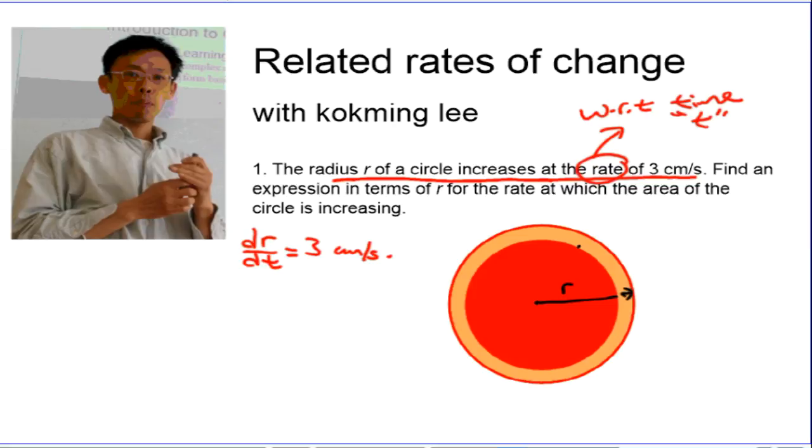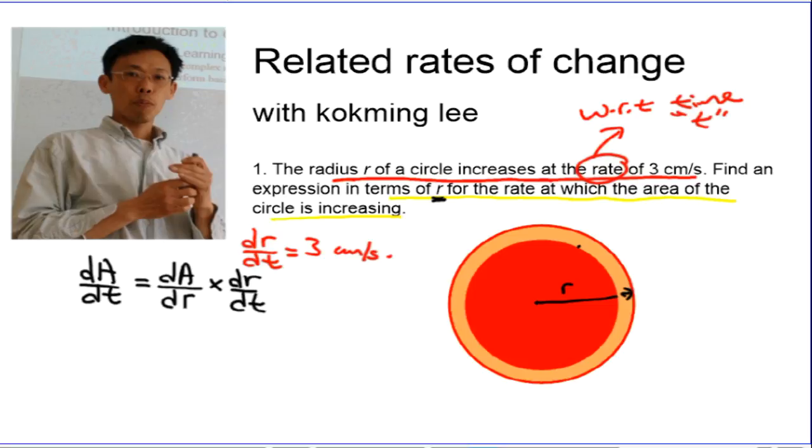And we want to find an expression for the rate at which the area of the circle is increasing. Basically, what I'm looking for is dA/dt, and I want this in terms of r, which is the radius. So what is dA/dt? Using the chain rule, dA/dt is dA/dr times dr/dt. So you can see that the dr cancels off. In order to find an answer, first I need to find out the relationship between A and r.